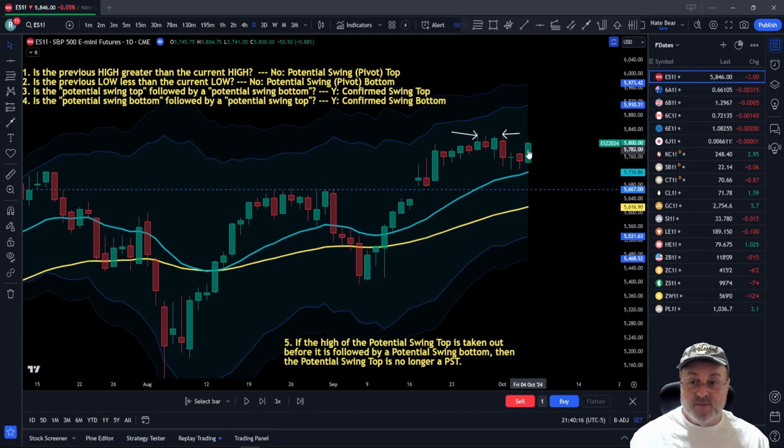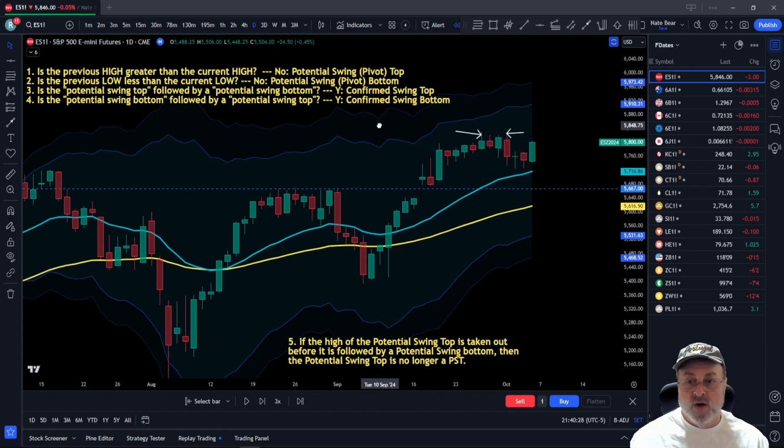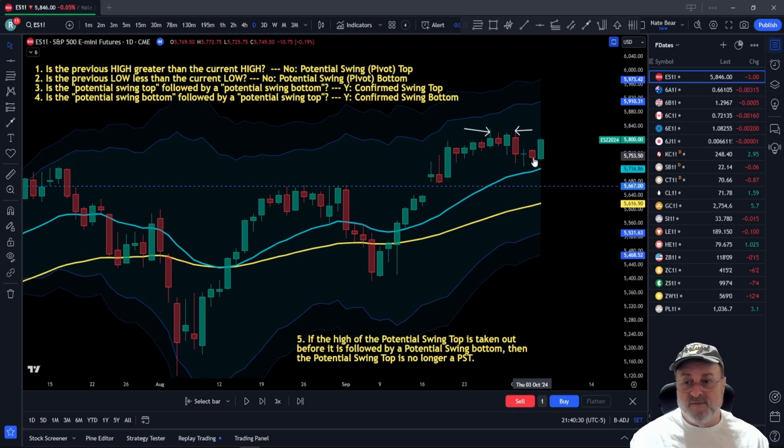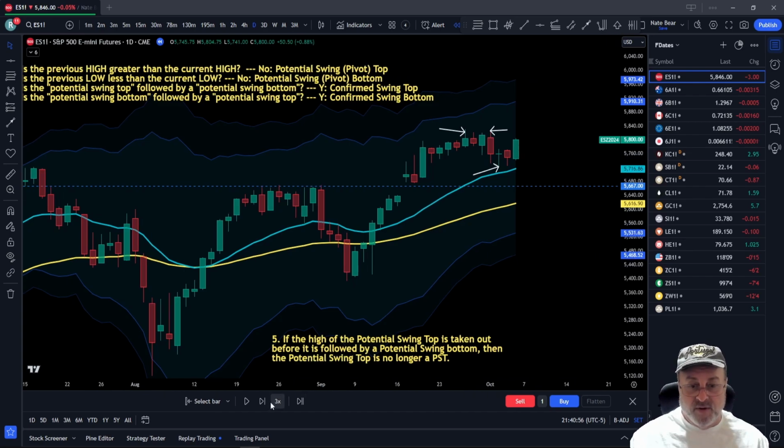All right, now look. We now have a price bar where the previous high is lower. The previous high did not go higher. In other words, is the previous high greater? No, we have a potential swing top. Well, what happens when you have a potential swing top following a potential swing bottom price bar? Potential swing bottom followed by a potential swing top. We just confirmed that right there as a confirmed swing bottom. So we'll mark that. Confirmed swing bottom right there. Now, potential swing top.